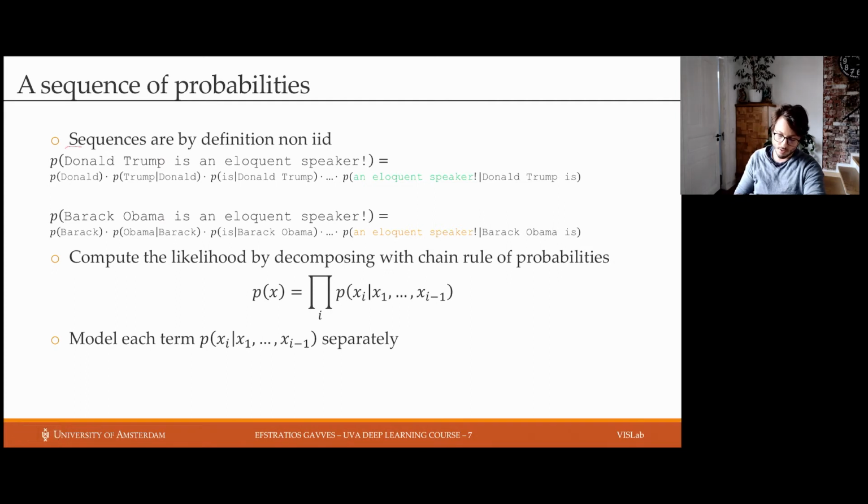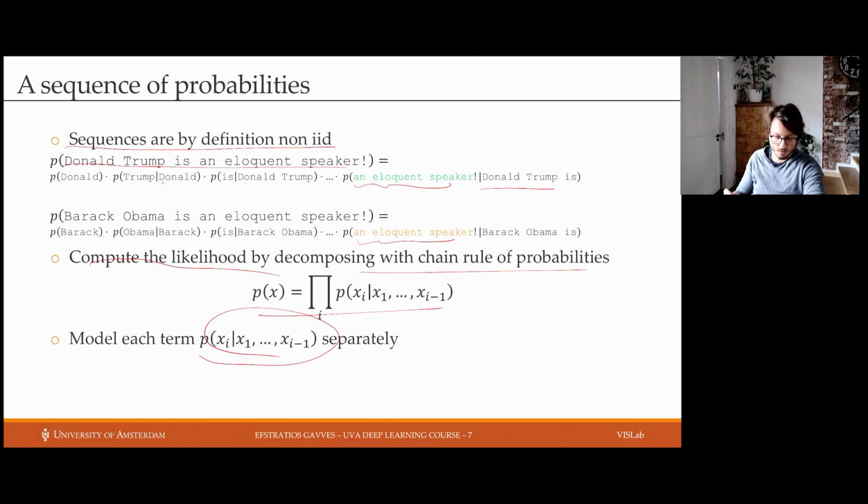Let's take these inductive biases one by one, starting with state models and the chain of probabilities. Sequences are by definition non-IID. If we have a sentence, we can decompose it according to the order: Donald, then Trump given Donald, and so on. The continuation, the remainder of the sentence, has a likelihood which depends on the past. This is what we mean by non-IID. One way to compute how likely the sentence is, is to decompose it with a chain of probabilities and then model each of the terms independently.